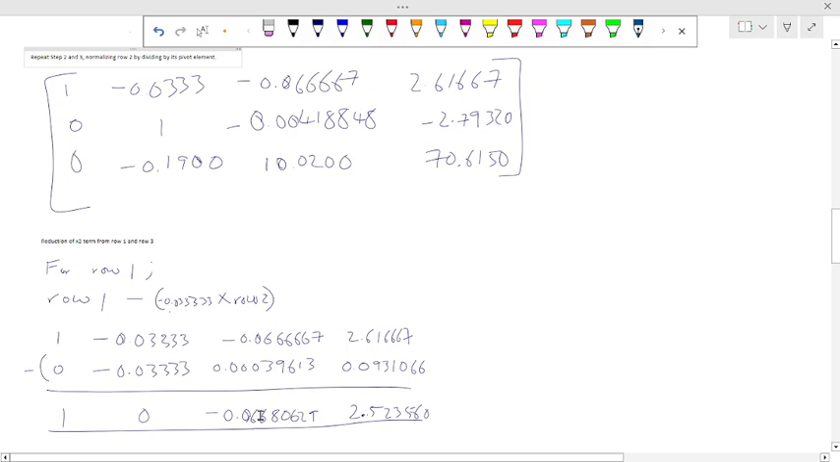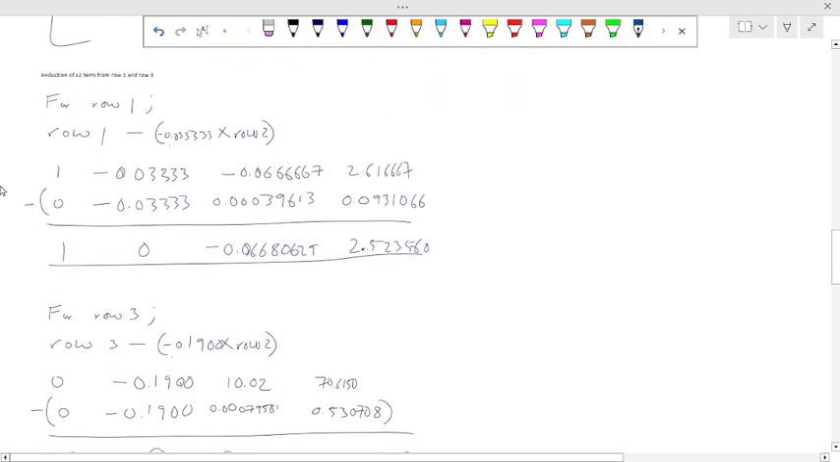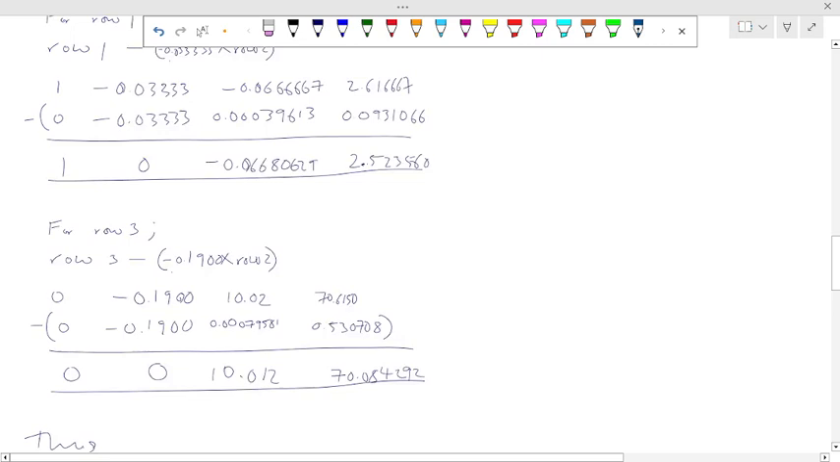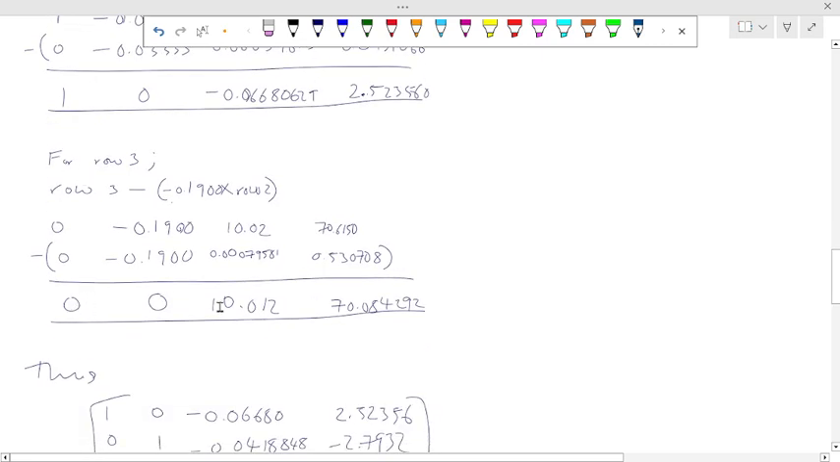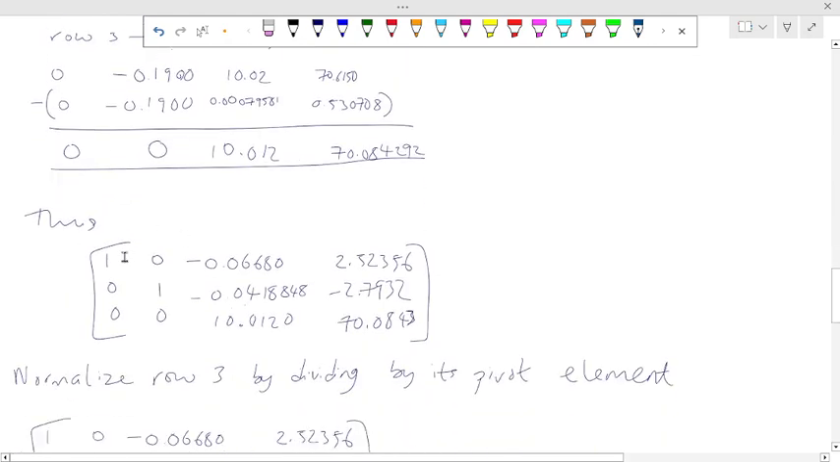Let's go to row 3 and do that. For row 3, same formula: row 3 minus the coefficient of x2 in row 3 multiplied by row 2. That will give you this answer. So this row 3 minus this answer is this answer. When you subtract that, it will give you your new row 3. Thus, this is the set for our new row 3, this one and this one.